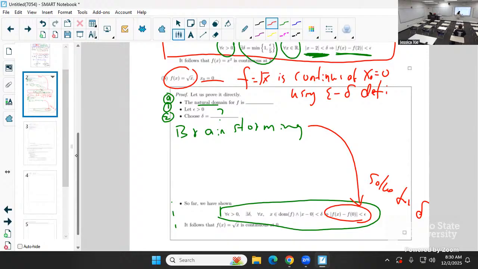Okay, what is this final inequality? f of x minus f of 0. In this special case, f of x is square root of x, and f of 0 is nothing but 0, because the square root of 0 is 0. So this is nothing but square root of x. Square root of x is always non-negative, so we can get rid of the absolute value, right? The inequality to show is that this is less than epsilon. Take a look at that.